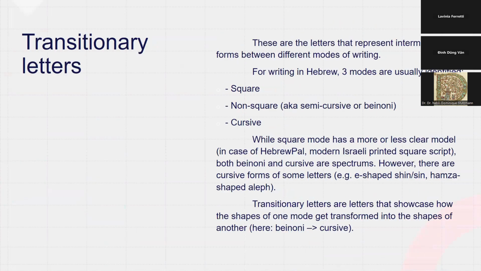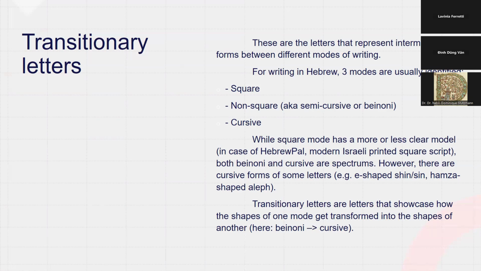Transitionary letters are the letters that represent the intermediate forms between different modes of writing. For writing in Hebrew, we generally have three modes: square, non-square, also called semi-cursive or Benoni, and cursive. Square script has more or less a model, which is modern Israeli printed square script, which is used as a model when we talk about square script, for example, in Hebrew PAL, because my presentation, like Miruna's presentation, is based on Hebrew PAL and the work we have done for it.